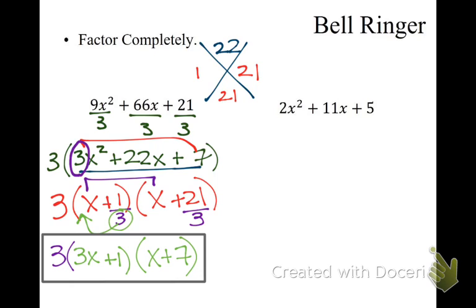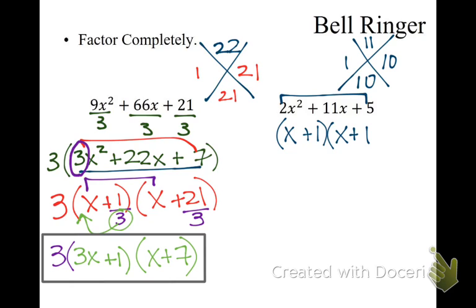On the second, can you divide out a number? No. What goes on the top of the x then? 11. And in the bottom? 10. What are factors of 10 that add up to 11? 1 and 10. So you're going to write x plus 1 times x plus 10.